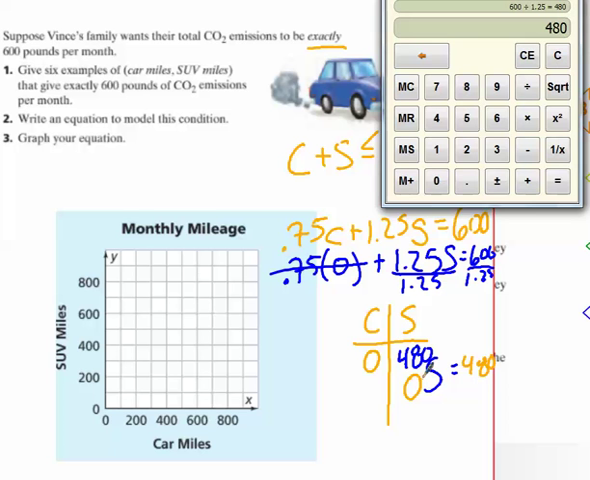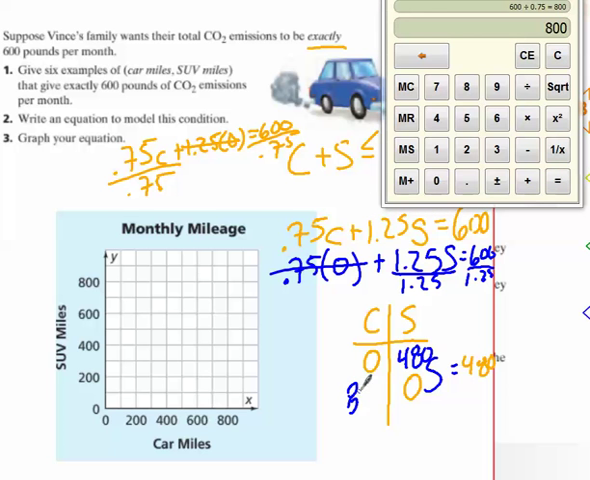So we have 0.75 C plus 1.25 times 0 is equal to 600. Well, obviously, anything times 0 is 0. What's the opposite of multiplying C by 0.75? Dividing by 0.75. So we get 600 divided by 0.75. We get 800. So that means if you don't drive the SUV at all, you can drive the car 800 miles.